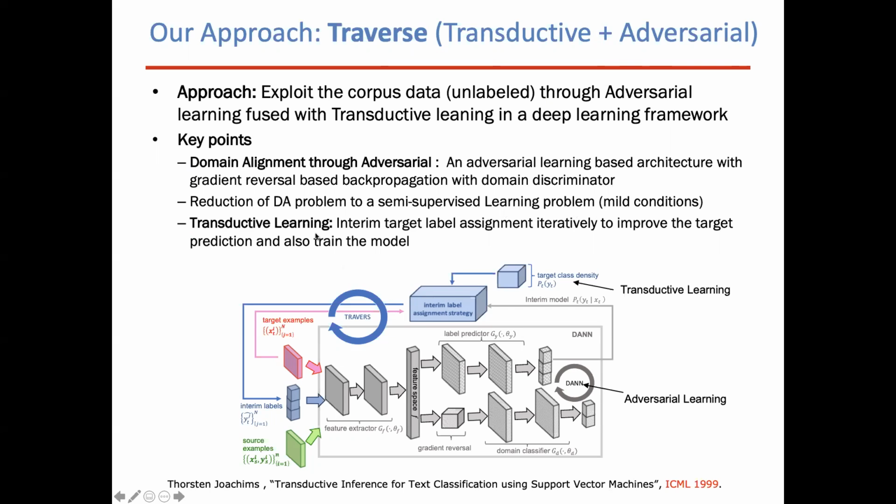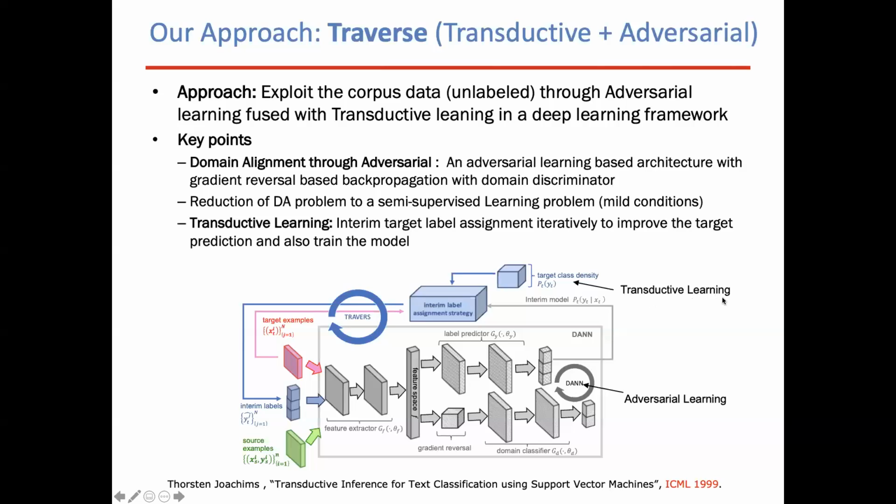And then on top of that, we actually do something which is very much inspired by constructive learning. We do interim target level assignment iteratively to improve the target predictions and also train the model along with. So if you look at our architecture, basically it is composed of two parts. The gray part is nothing but what we have just seen in DAN, which actually does the adversarial learning part of our model, and the upper part does the interim level assignments on the aligned domain at that level and in an iterative manner.